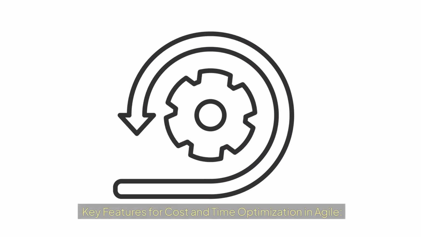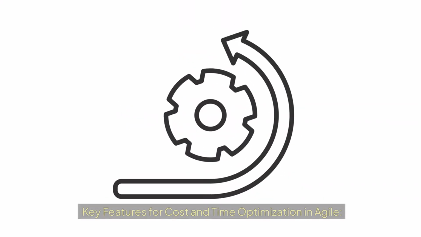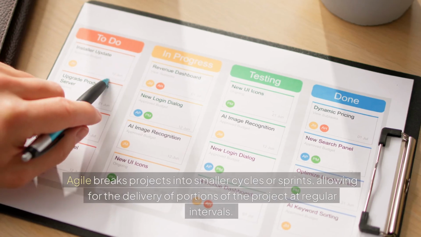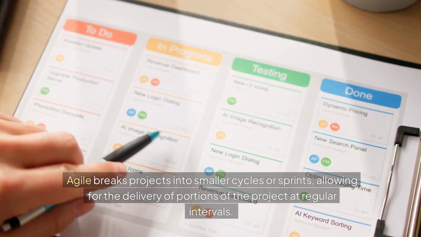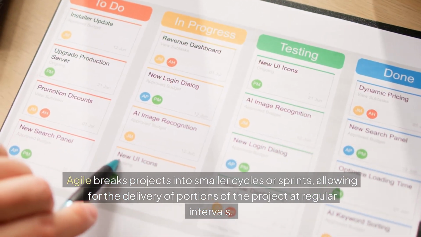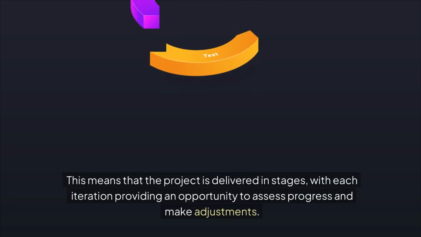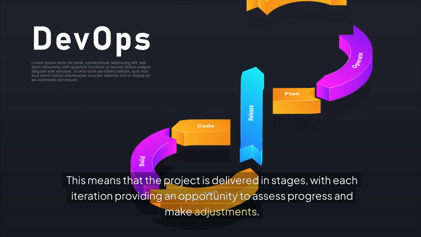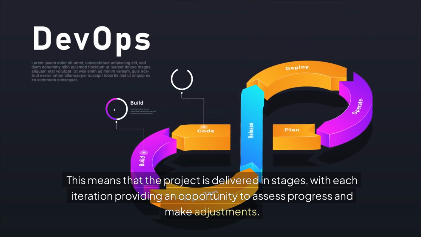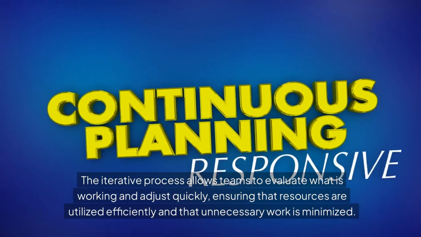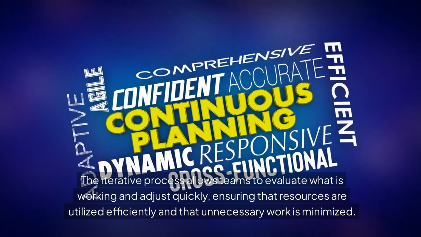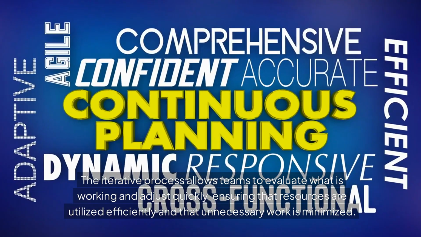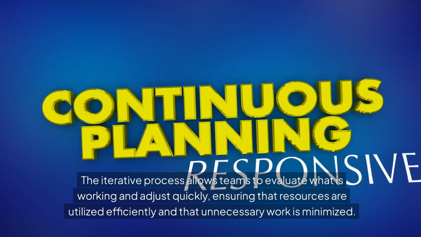Key features for cost and time optimization in Agile. Iterative development. Agile breaks projects into smaller cycles or sprints, allowing for the delivery of portions of the project at regular intervals. This means that the project is delivered in stages, with each iteration providing an opportunity to assess progress and make adjustments. The iterative process allows teams to evaluate what is working and adjust quickly, ensuring that resources are utilized efficiently and that unnecessary work is minimized.